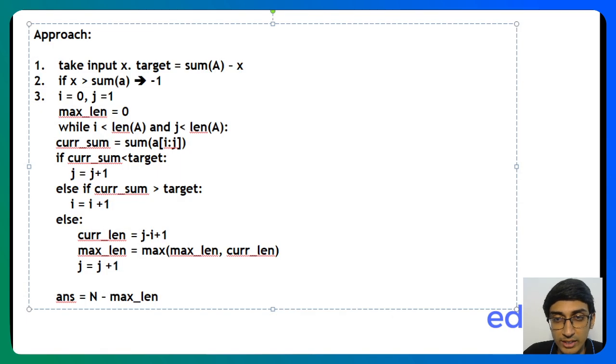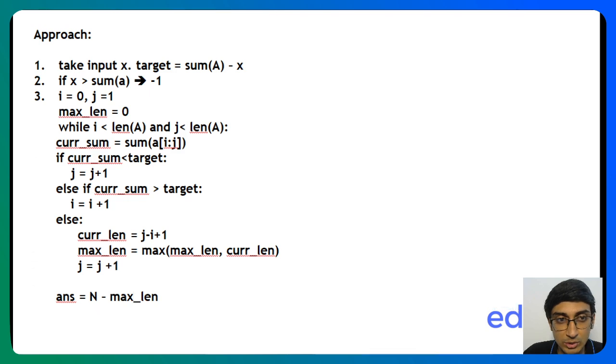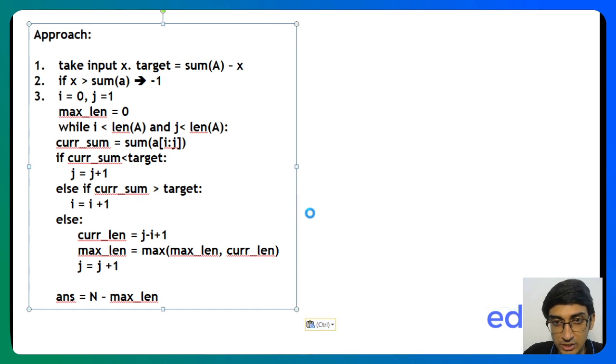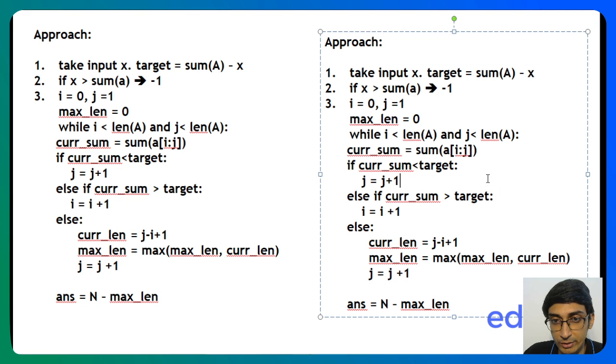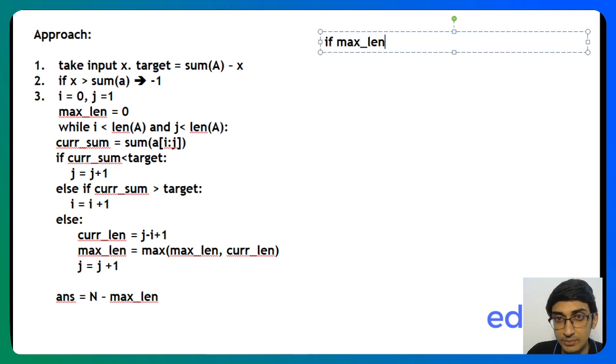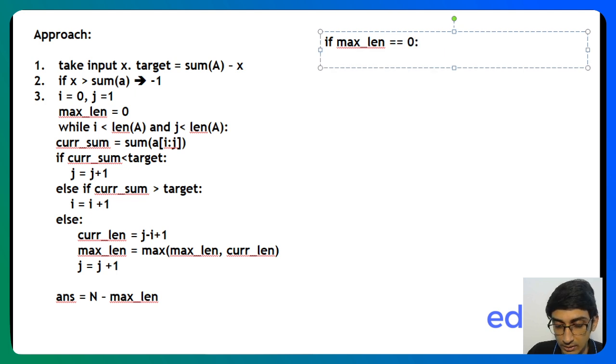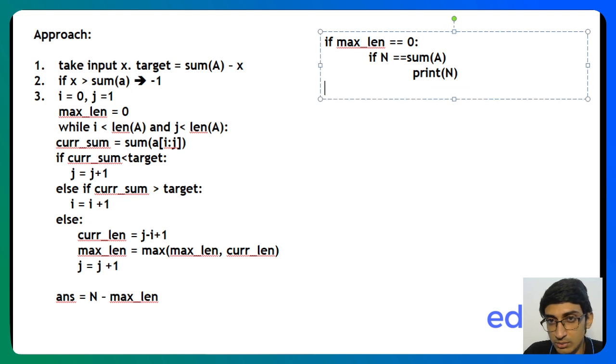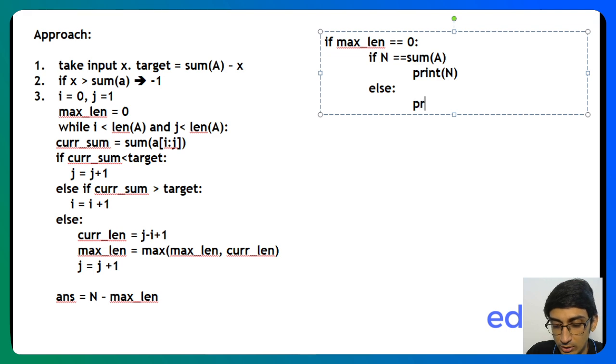So there you have two edge cases over here. The edge case will look like this. If max len is equal to 0, then if n is equal to sum of a, you print n, because you need n withdrawals. Otherwise, it's not equal to sum of a and we're still not able to do it, so you print -1. It means that I couldn't get even a single subarray to match this length.